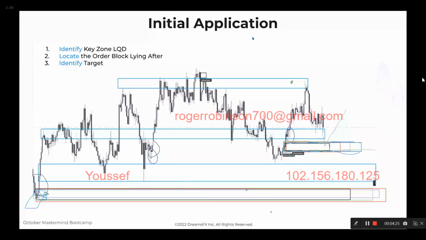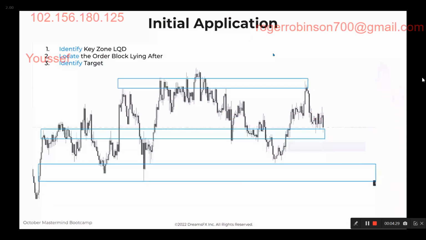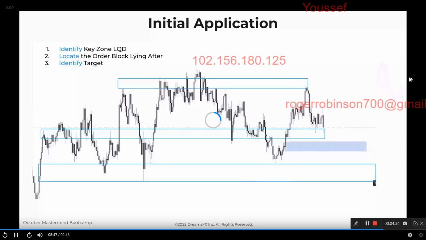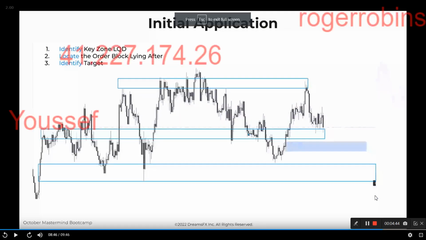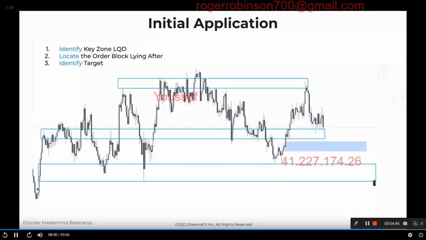Boom, right? And that becomes pretty simple as is. You just have to identify the order blocks lying just below. And we see here that exactly as you guys have analyzed, we have this order block immediately below this level. And yes, of course, we also have this one here.